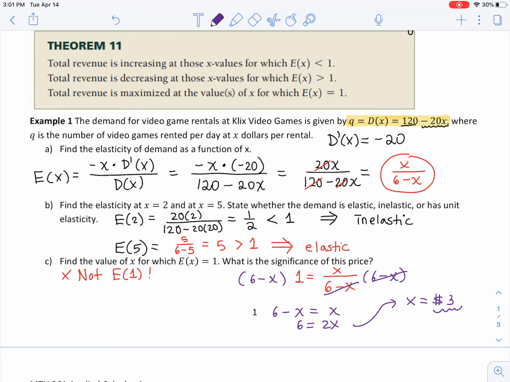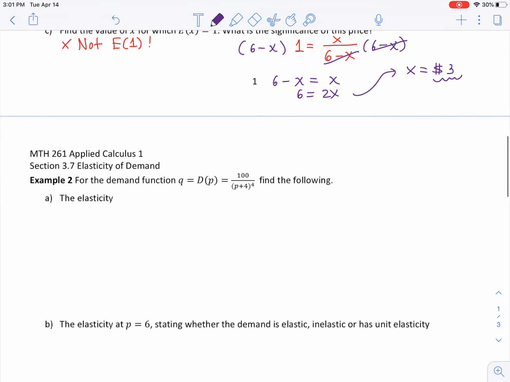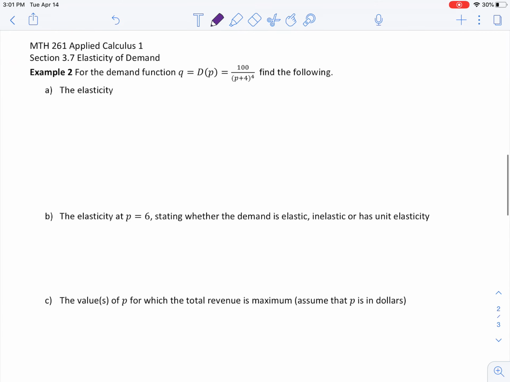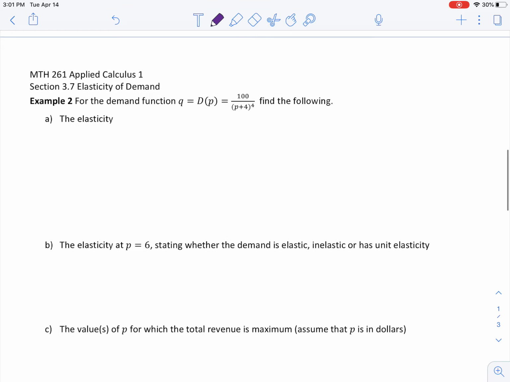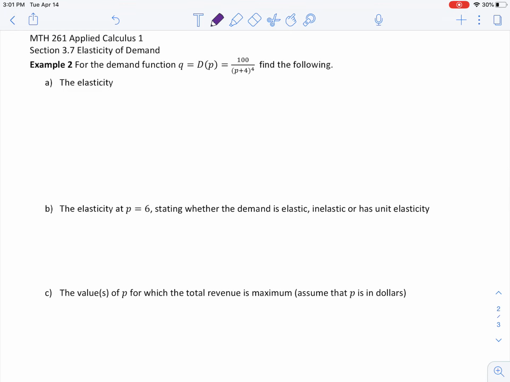All right, the other ones that I got for you are exactly the same thing, just working with different looking demand functions. So we'll go over examples 2 and 3. Example 3 is a little special, but in 2, the derivative is going to be a little more challenging. So let's look at this together. For the demand function, Q equals 100 divided by p plus 4 to the 4th power. They want to find the following.